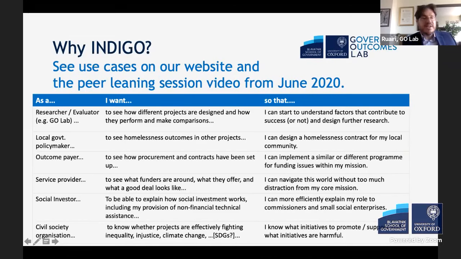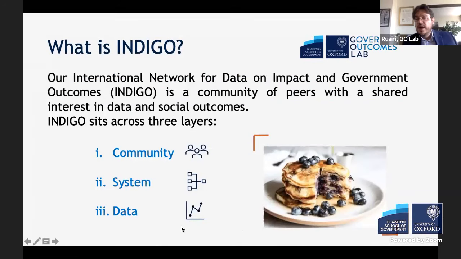And so we had a session earlier in June to define a number of different use cases for a data initiative. And it was this realization that there are others that want to use data, and it is more efficient to collaborate with others in the use of data, that really led us to start INDIGO, which is the International Network for Data on Impact and Government Outcomes. And this is a community of peers with a shared interest in data and social outcomes.